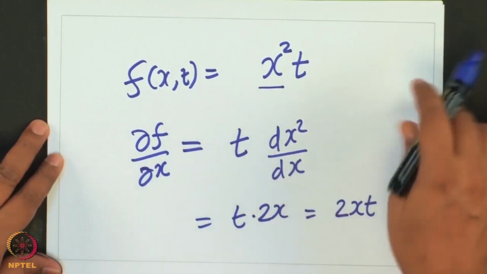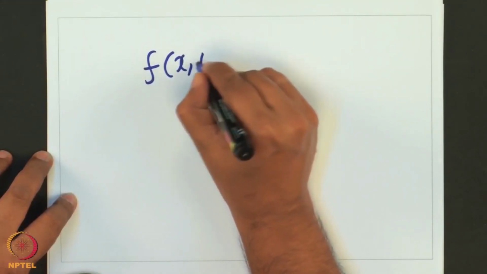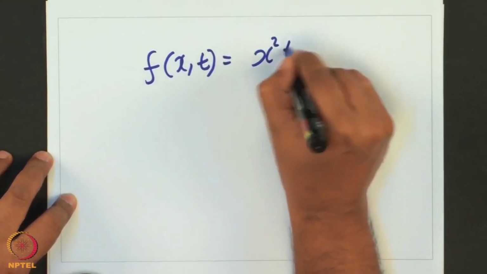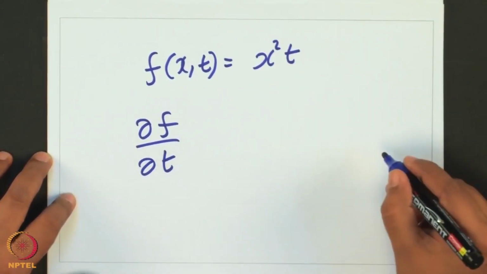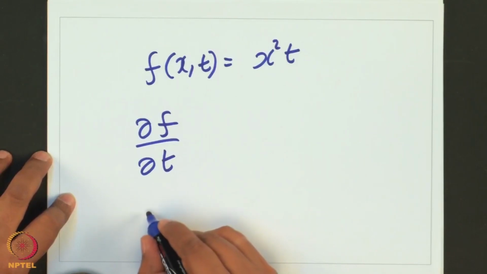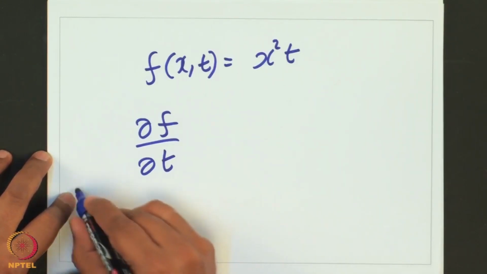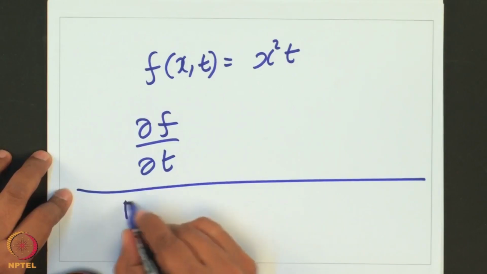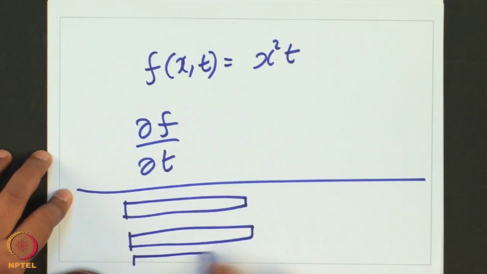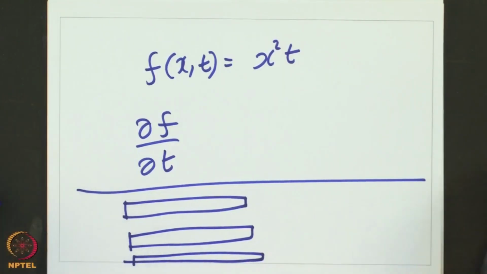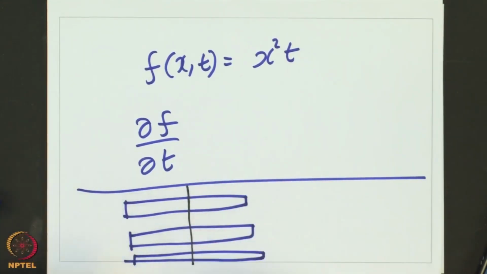Same thing I could find del f by del t. So let us take the same example. I have f of x comma t, which is x square times t, and I want to calculate del f by del t. What is that equivalent to in the case of concentration? Let us think of what it physically means. I have a cell at different times. I am interested in what the concentration is at the center of the cell. That's all I am interested in.